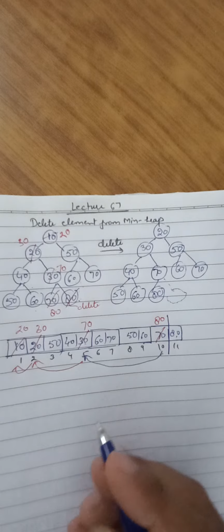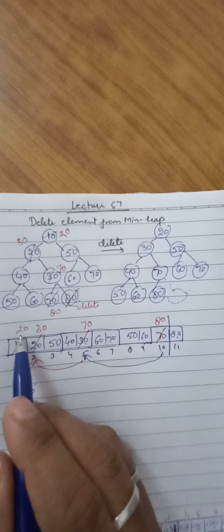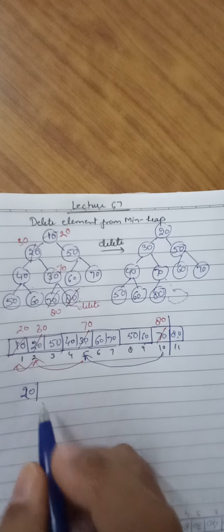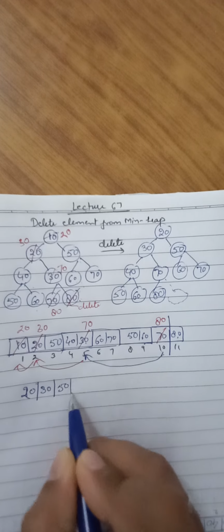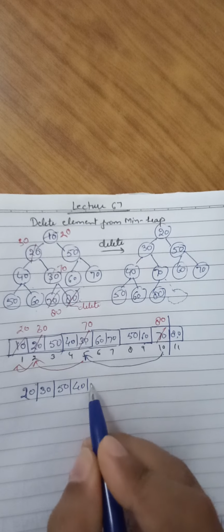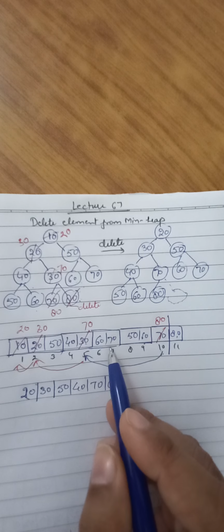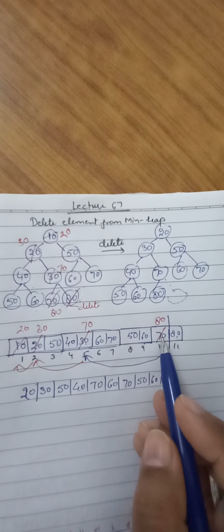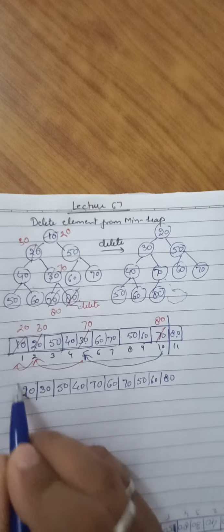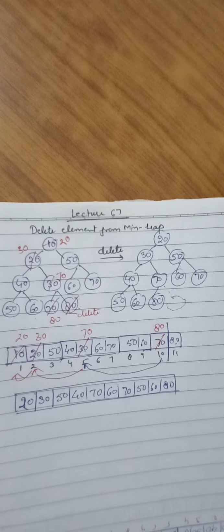So after that, instead of 10 what will come, 20, and instead of 20 what will come, 30, and then 50, 40 will remain the same, and instead of 30 what will come, 70, and 60 and 70 will remain the same, then 50 and 60 will remain the same, and instead of 70 what will come, 80. So in this way we see it in the form of an array.